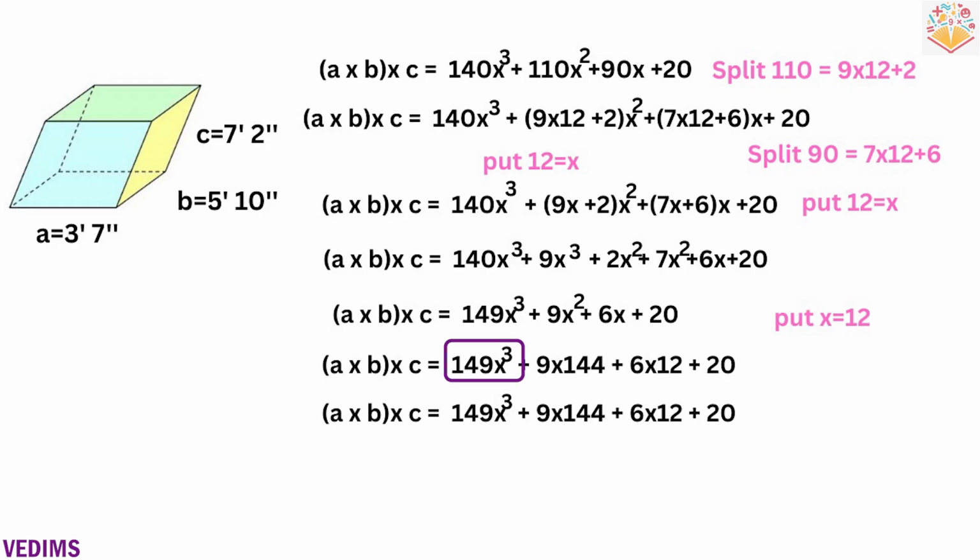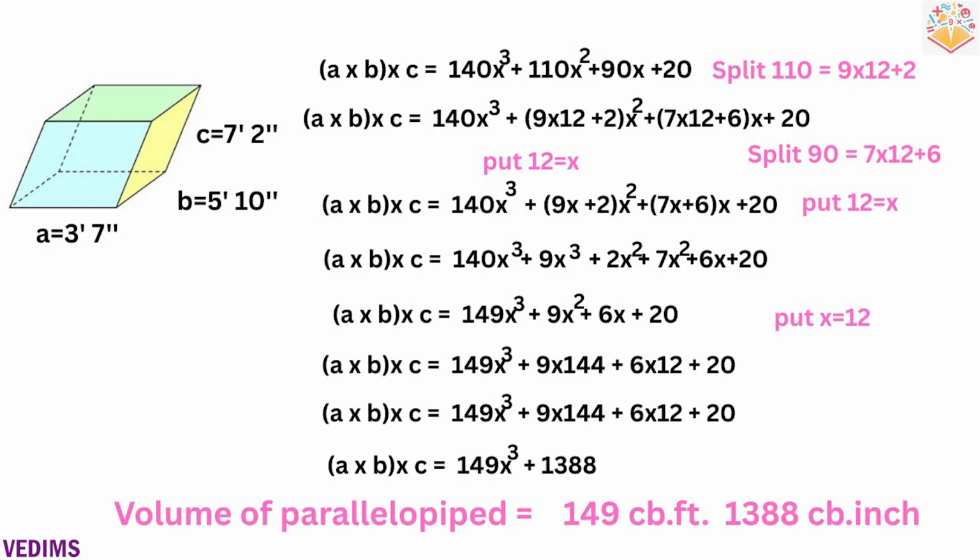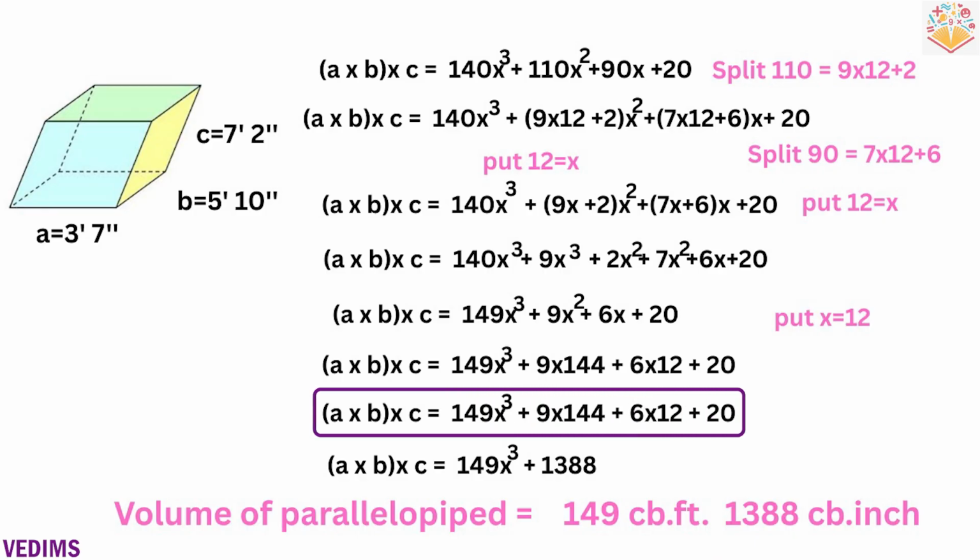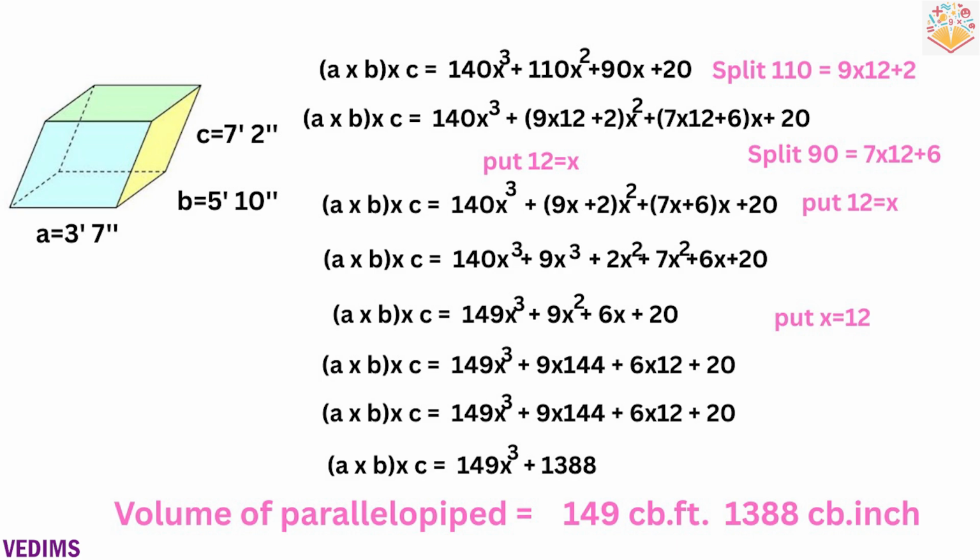You get 149x cube, and x is 12, so 12 square becomes 144. Substitute 12 and simplify now. You get A into B into C is equal to 149x cube, 9 into 144 plus 6 into 12 plus 20. Using your earlier method, if you multiply and calculate, your answer will be 1388. The final volume of the parallelepiped is 149 cubic feet and 1388 cubic inch.